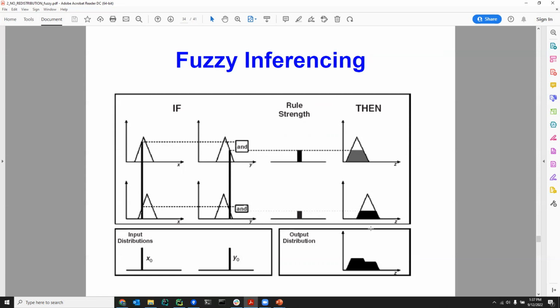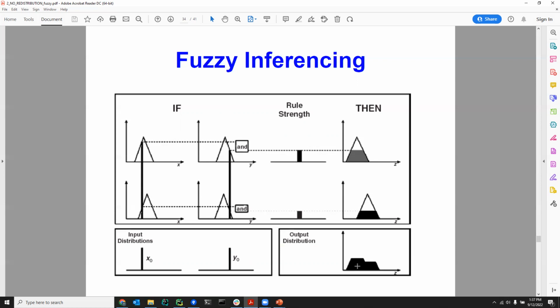So these are the active rules. We have our active membership functions, their contributions, they're being truncated with this function of the input membership values. And then we get this resulting distribution that we then need to resolve into a single value. And that is called defuzzification.